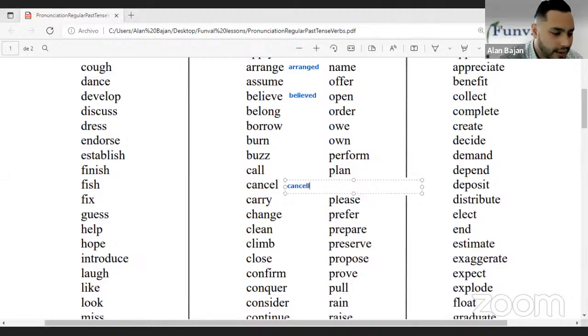Well, with this one, we have a little exception to duplicate the last consonant. But it's not canceled. You know, teacher, when I had a date with my crush, I need to cancel it because I need to be in the class. Cancel it. No, canceled.